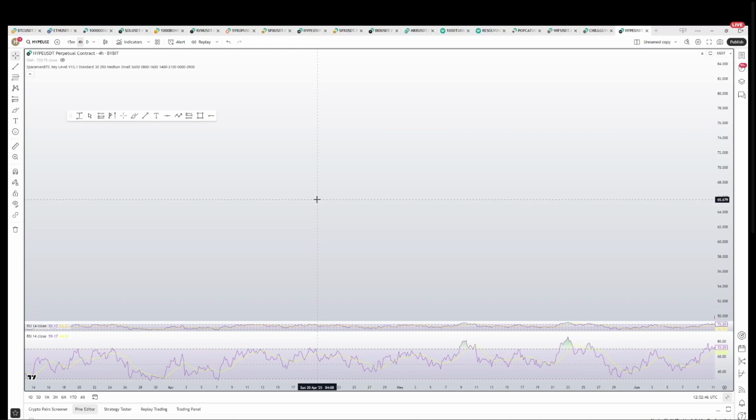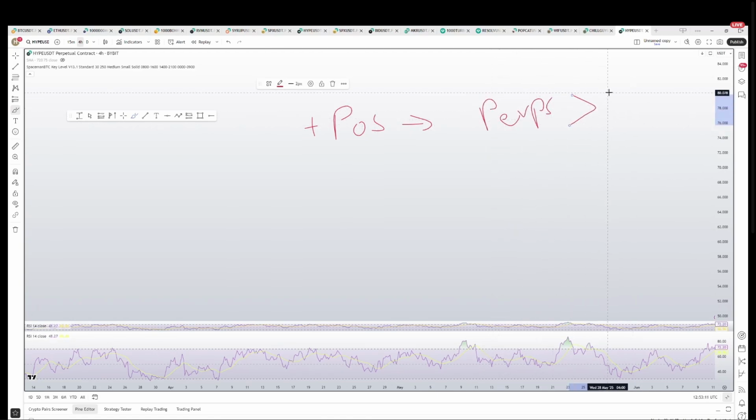The reason I say higher funding doesn't necessarily mean more longs is, let me ask you a question. When do you get a positive funding? If the funding is positive, it means that the perps is trading at a higher price than spot, right? So the perps price, I'll label it with a P. This perps price is greater than spot price. That's where you get the positive funding.